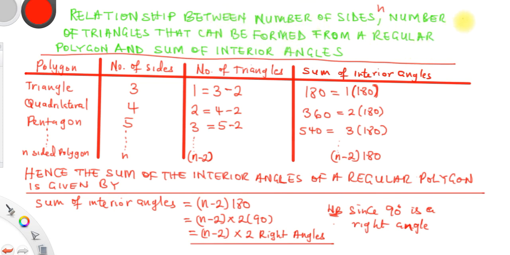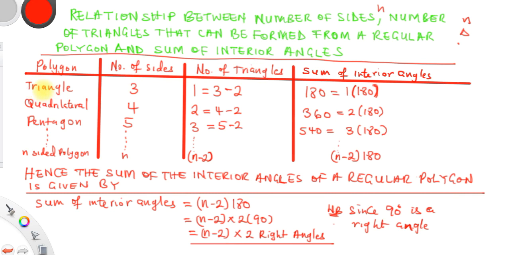The number of sides, the number of triangles that can be formed from the polygon, and the sum of the interior angles. We are looking at the relationship between these three things. This is the polygon, we have the number of sides here, the number of triangles, and the sum of the interior angles.